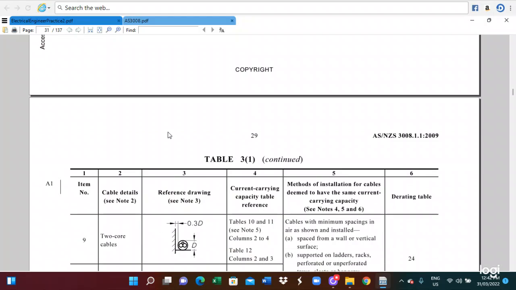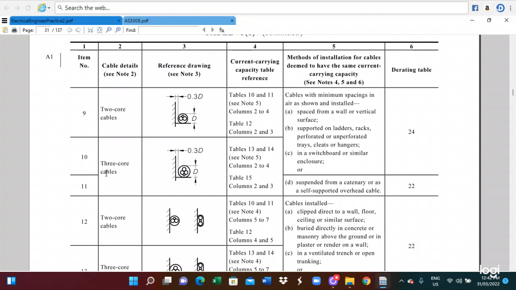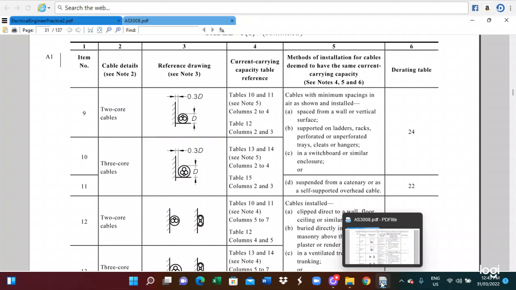Look at here. 3 single-core given. We have to select item 10 or 11. In this case, tables 13, 14. This is for the V90. V75, V90, and V115. So this gives us table 13, 14, or 15 you have to select. So item 10 to 11 has to be selected.